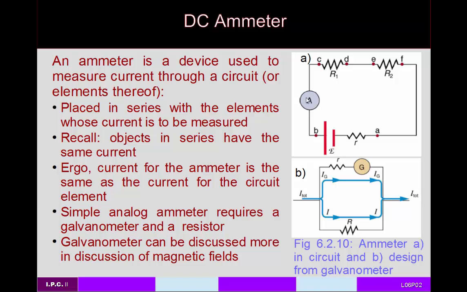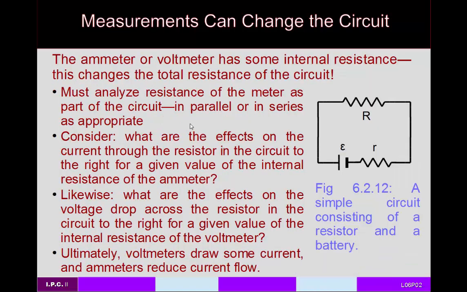And so once again, with the voltmeter, you need to have a large internal resistance, and it's got to be placed in parallel with the element you're measuring. With the ammeter, you want a small internal resistance, and it's placed in series with the elements that you're measuring. Again, the reason is that the ammeter and voltmeter have internal resistance, and so the total resistance of the circuit is going to be changed.